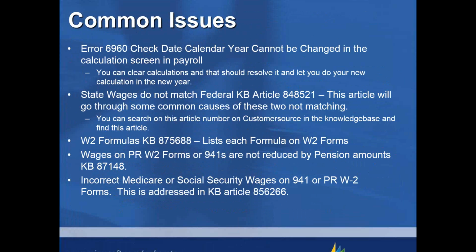W-2 formulas. If you look at knowledge base article 875688, it lists each formula on the W-2 forms. That might help you with figuring out problems. Wages on payroll W-2 forms are not reduced by pension amounts. Again, there's a knowledge base article 87148 to resolve that issue.